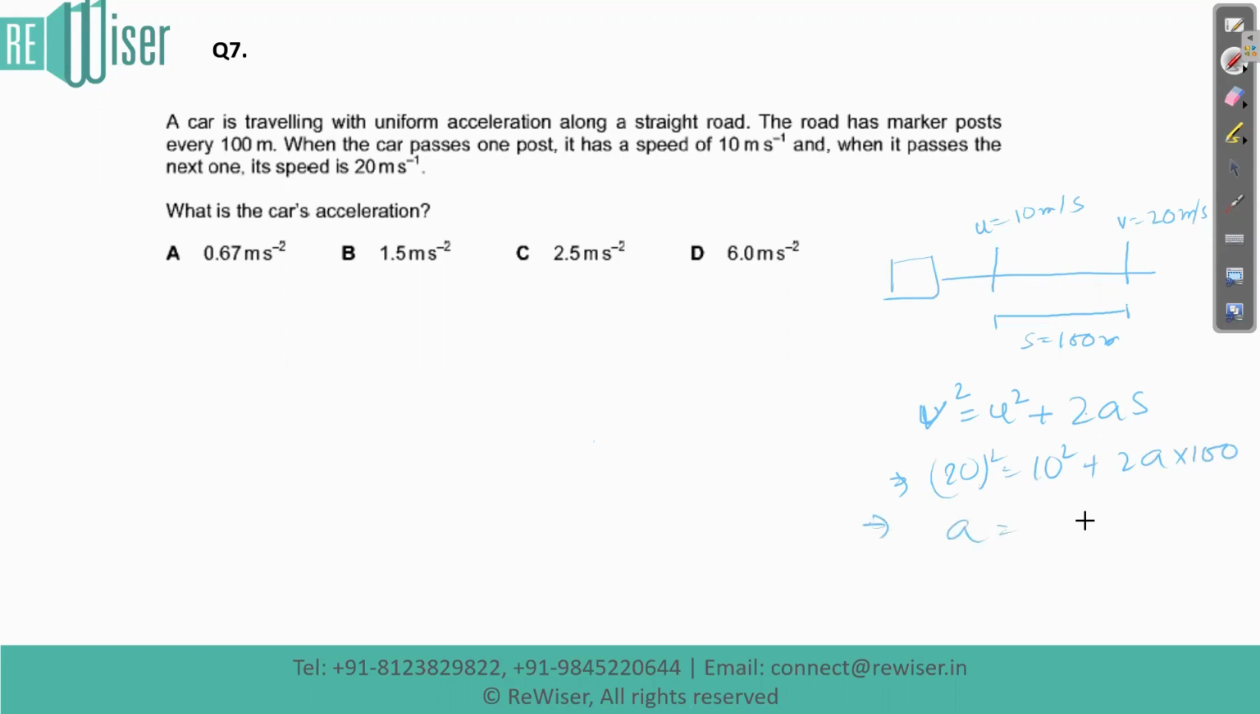So a will be 400 minus 100, 400 from this one and minus 100 from 10 squared, divided by 200, because 2 into 100 means 200. So we'll get 300 by 200, that means 3 by 2, which is 1.5 meters per second squared.